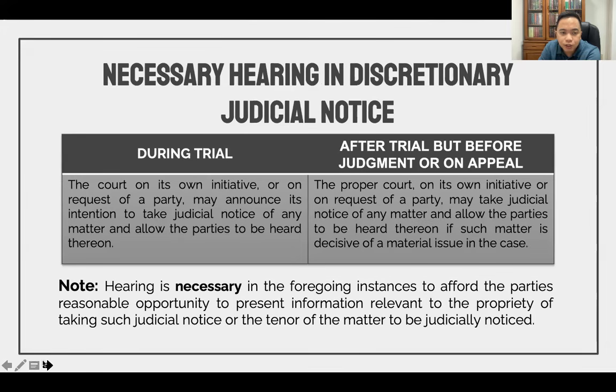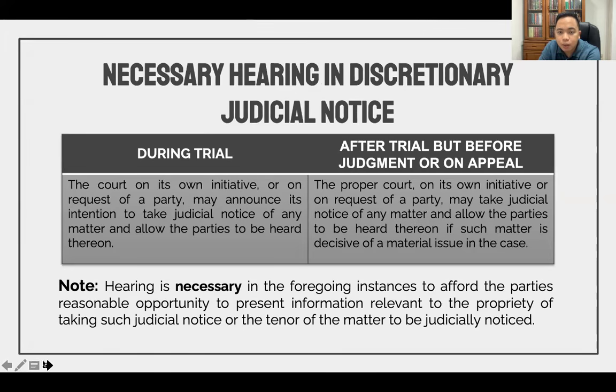So you have to take note that the court can automatically, or without a motion, take judicial notice as long as the parties are allowed to be heard thereon. Now, when it comes to discretionary judicial notice after trial but before judgment or on appeal, there is pretty much the same requirement.